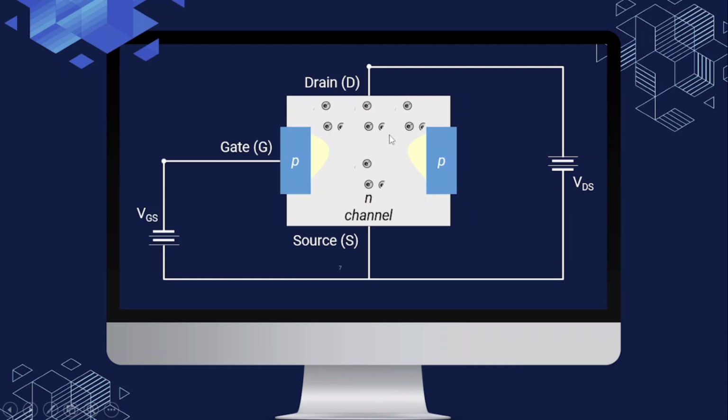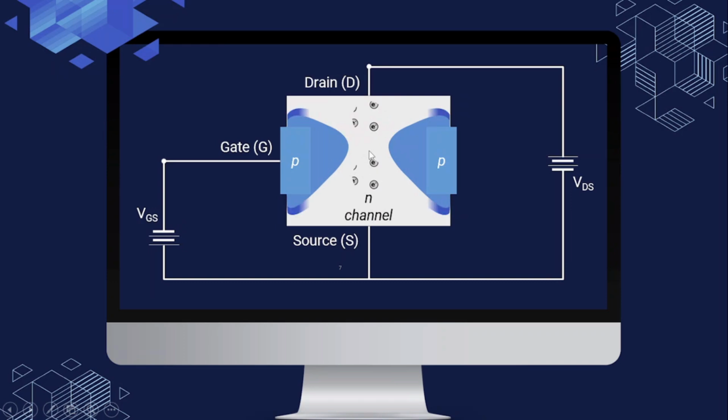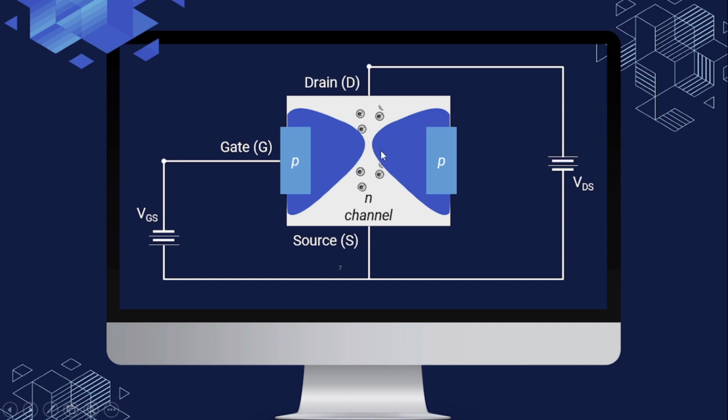When no gate-source voltage is applied, that is VGS equals 0, the depletion regions are narrow, allowing maximum current flow through the channel. But when the reverse bias voltage is applied, it widens the depletion region, narrowing the conductive P-type channel. As the depletion region widens, the effective channel width decreases, increasing the channel resistance and reducing the current flow from source to drain.